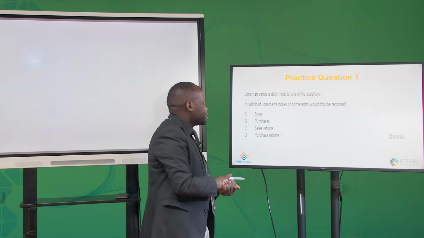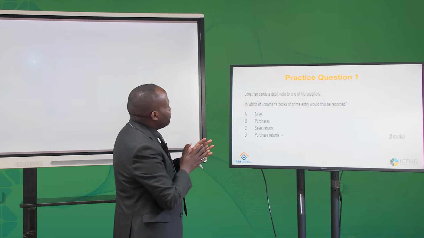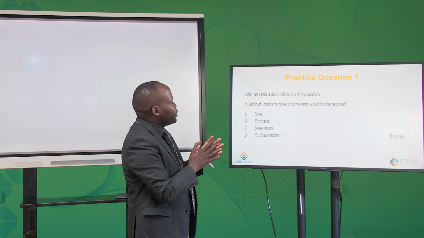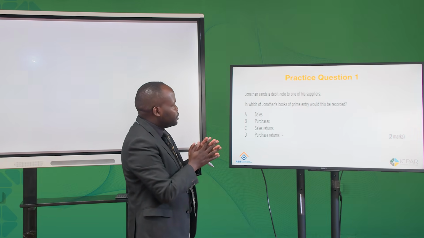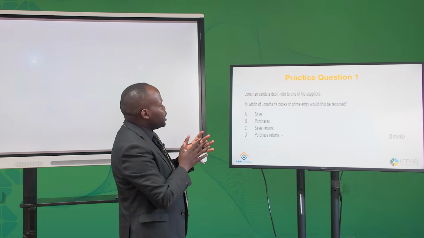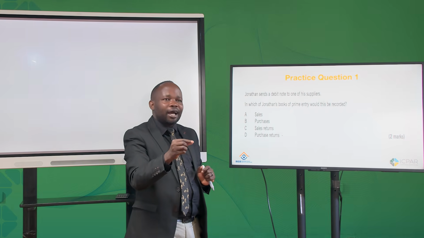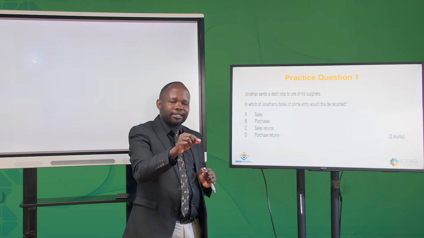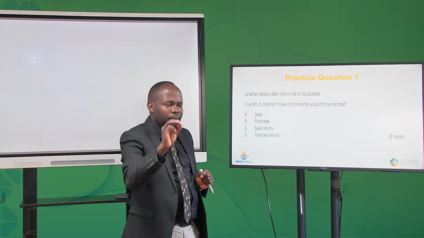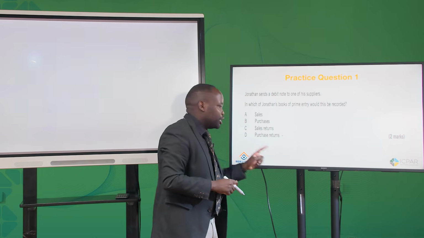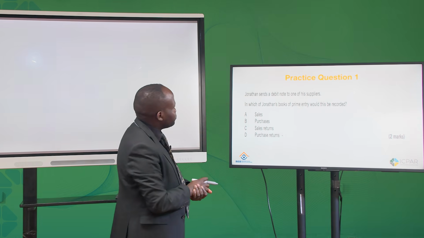So Jonathan sends a debit note to one of his suppliers. In which of Jonathan's books of prime entry will this be recorded? Of course, that is a purchase return because it's a debit note. A debit note reduces the invoice you received from suppliers when goods have been returned. So answer is D. The next question.